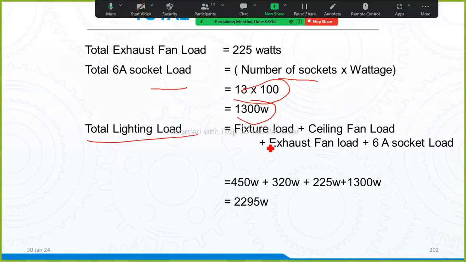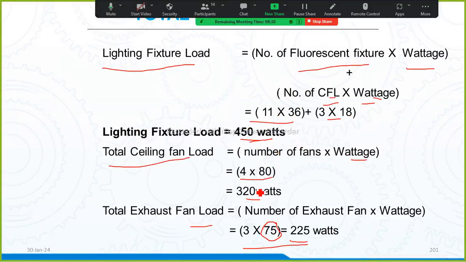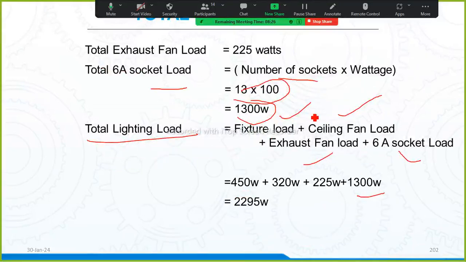Now what is the total lighting load? Fixture loads plus ceiling fan load plus exhaust fan load plus 6 amps load. Fixture load is 450 watts, ceiling fan load is 320, exhaust fan load is 225, and normal socket load is 1300. All together, what is the total load? 2295 is the total lighting load. Okay, any questions? No, sir. Okay, now we got this lighting load.